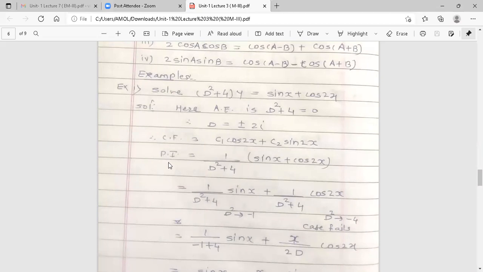Now the PI, the formula is 1 upon (D square plus 4) into (sin x plus cos 2x), because the function is here sin x plus cos 2x. Now there are two terms, you separate both the terms, so that you will get 1 upon (D square plus 4) into sin x plus 1 upon (D square plus 4) into cos 2x.